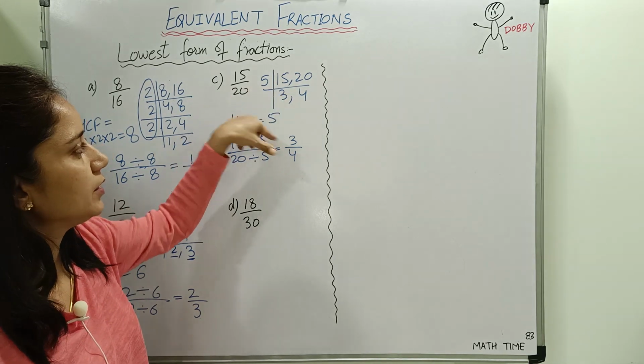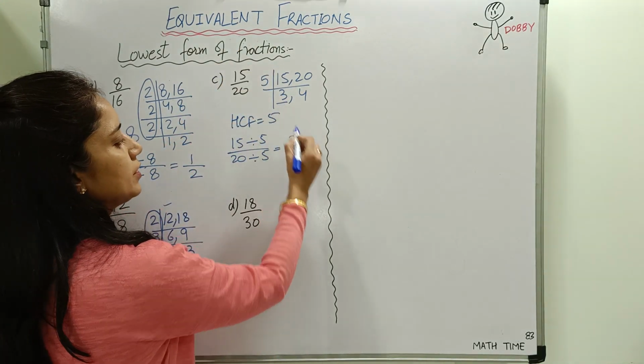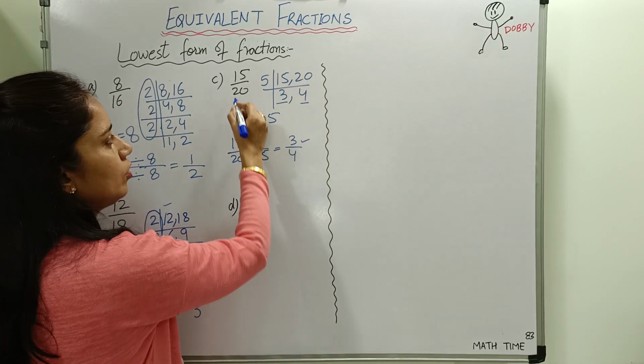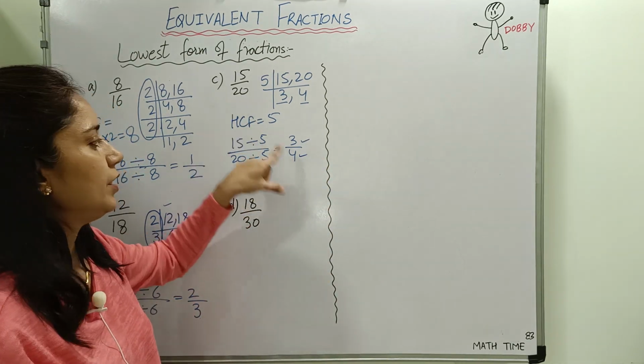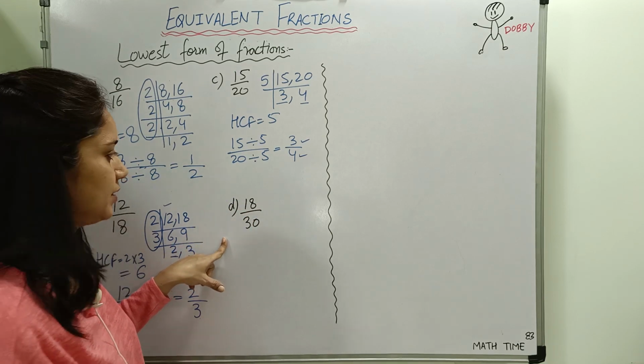Check out the remainders in the HCF. In place of 15 we got 3. Yes, numerator is 3. In place of 20 we got 4. Yes, here also, in place of 20 we got denominator 4. Let us try the next sum.